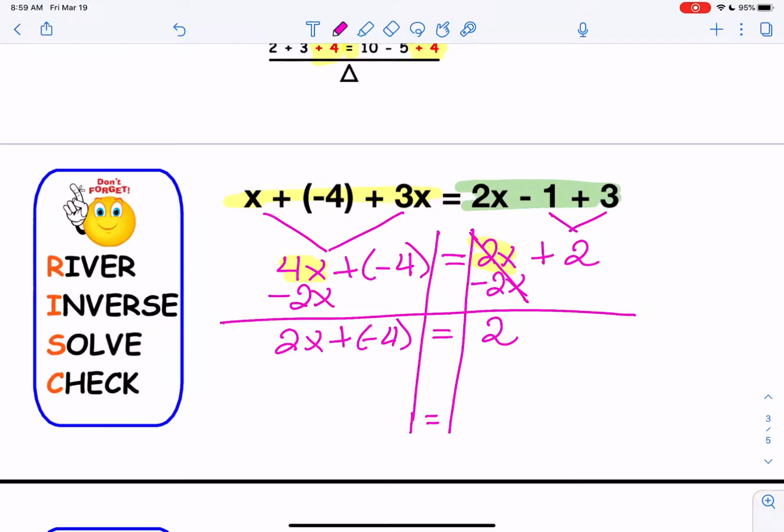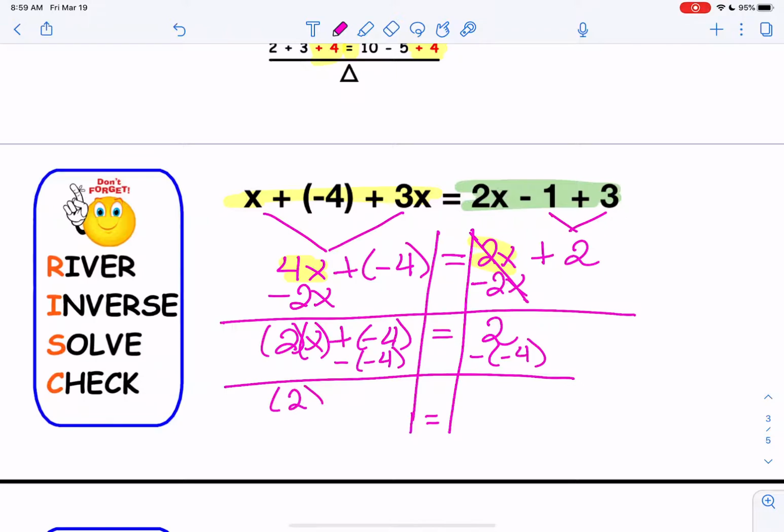So now I'm going to continue. Opposite of order of operations. So that means we have 2 times x and we have a plus negative 4. Well, the opposite of order of operations means we're going to tackle that plus negative 4 first. And the opposite of addition is subtraction. So we're going to subtract negative 4 from both sides.